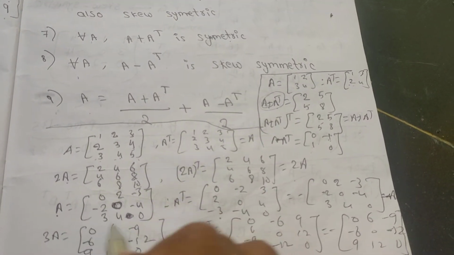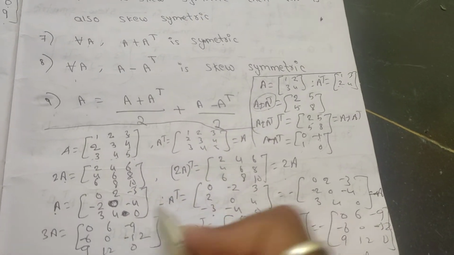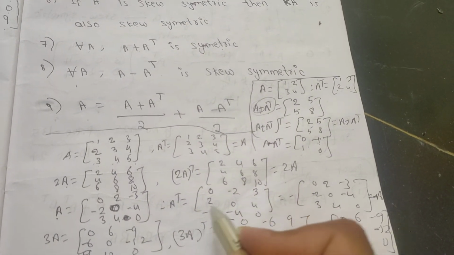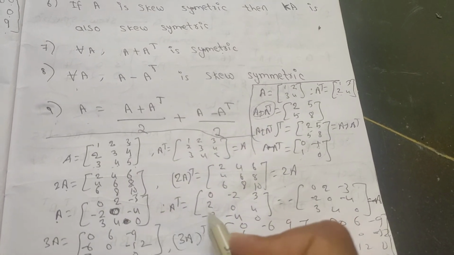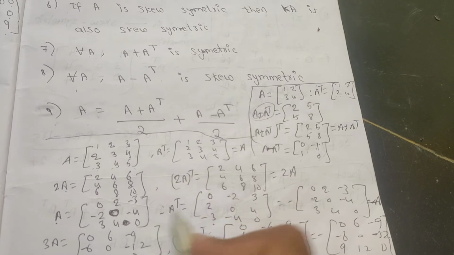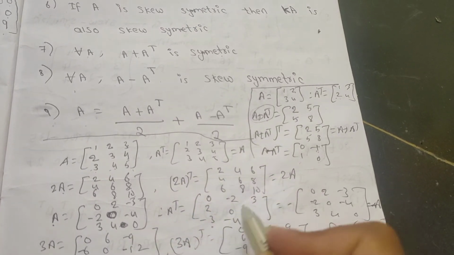So automatically it is a skew symmetric matrix. Already we know. Otherwise, if you go for A transpose, so rows as columns, columns as rows, if you write this 0, 2, minus 3 as the first column, 2, minus 2, 0, minus 4 as the second column, 3, 4, 0 as the third column.